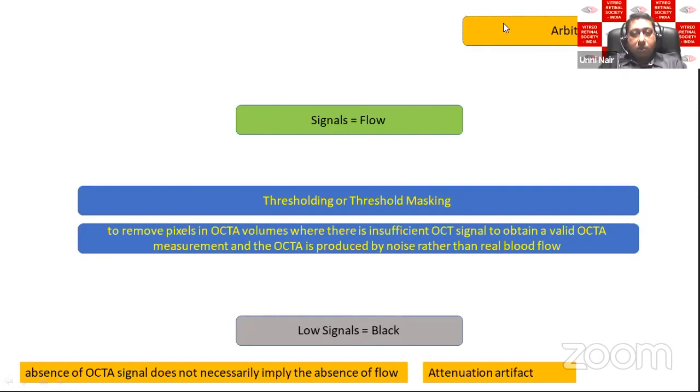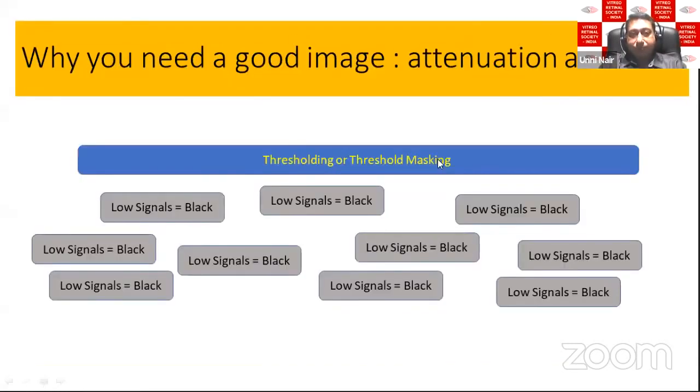The point is that this is purely arbitrary for each system, and the value is arbitrary. What it also means is that the absence of an OCTA signal does not imply that there is no flow. So why do you need this threshold? You need the thresholding to get a good image. All the bad images are removed, so what you get is only the signal. However, if you have too many low signals or black images, that's called an attenuation artifact.